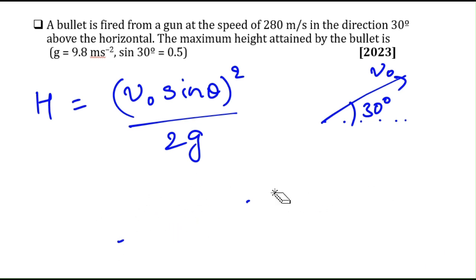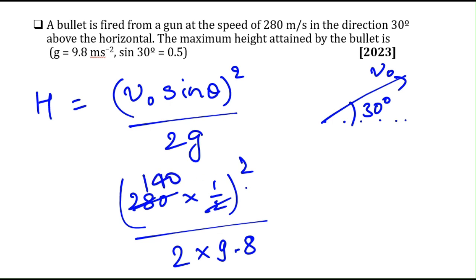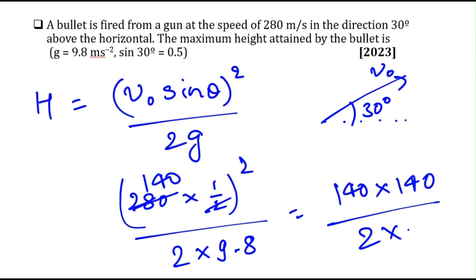So this is V naught 280 into sine 30, which is 0.5, or you can say 1 by 2 also. So we can write 1 by 2, that will be easier to calculate, and the square of this term, and then 2 into 9.8. So we have here 140 into 140 divided by 2 into 9.8.